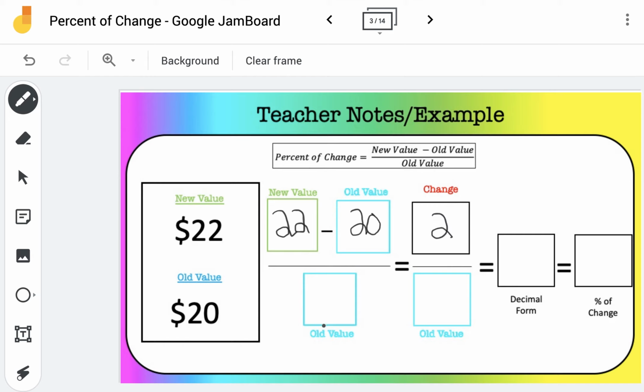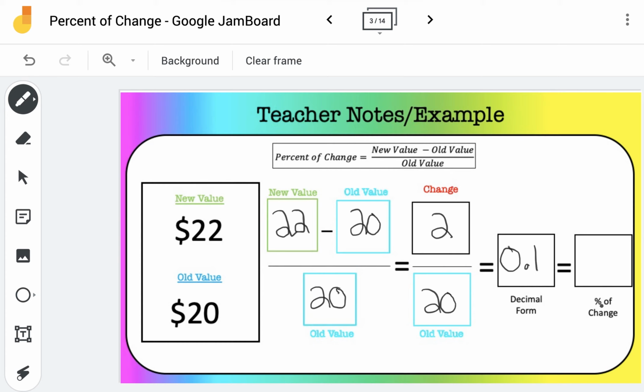All right. Now the old value is $20. So it's changed from $20 to $22. So the amount of change is 2 over 20. All right. Now 2/20 reduces down to 1/10. And 1/10 as a decimal is 0.1, right? So 0.1 or 1/10, okay?